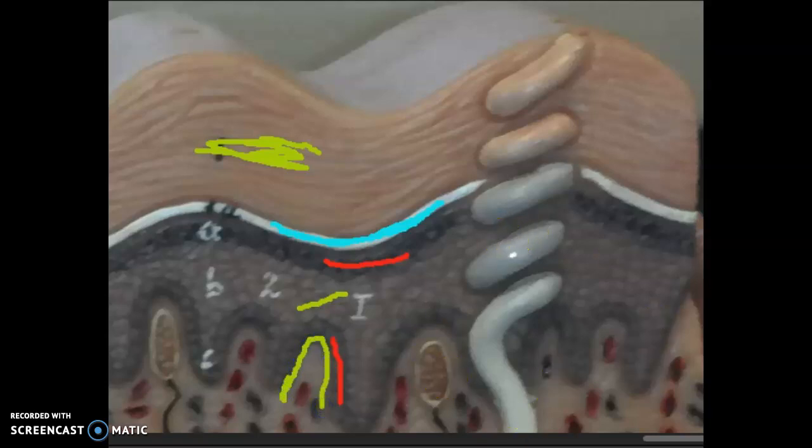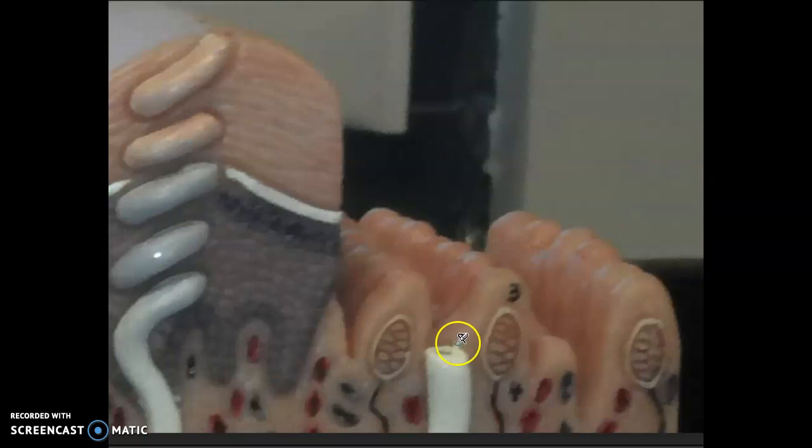And if we scroll over even more, these would be the dermal papilla. So these are the dermal papilla. Those are the dermal papilla. Now, inside the dermal papilla, we have this thing. It looks like a sperm in this model, but that is a Meissner's corpuscle.